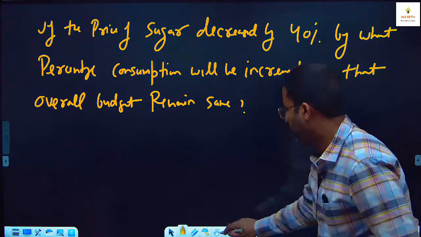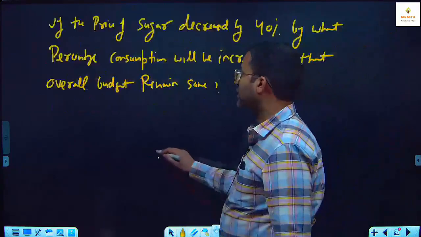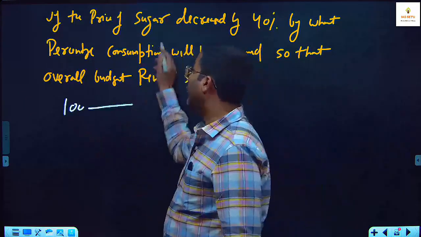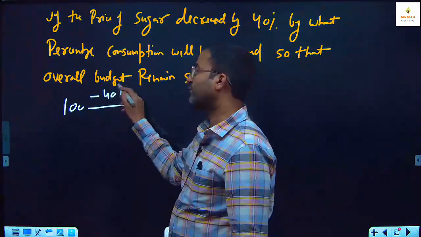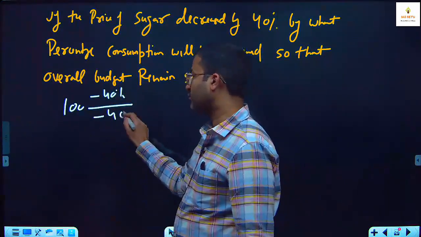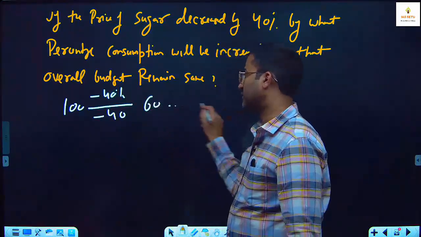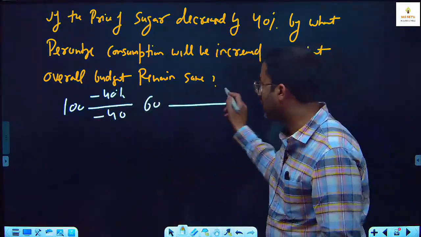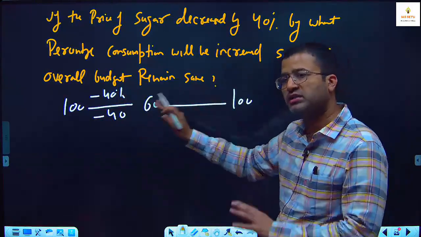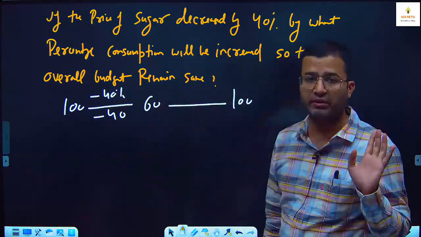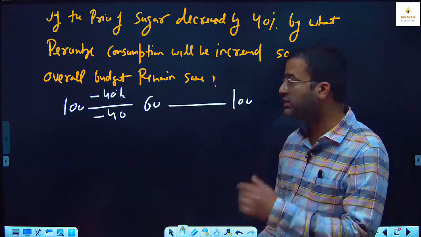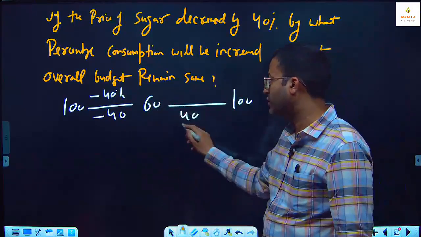Fine. So what we will do, we start with 100. A 40% reduction: minus 40, it becomes 60. Type 1: start with 100, end with 100. कुछ हो जाए, 100 से start करना है, 100 पे खत्म करना है in type 1. From 60 to 100, increase or decrease? Increase, कितना? 40 over 60.